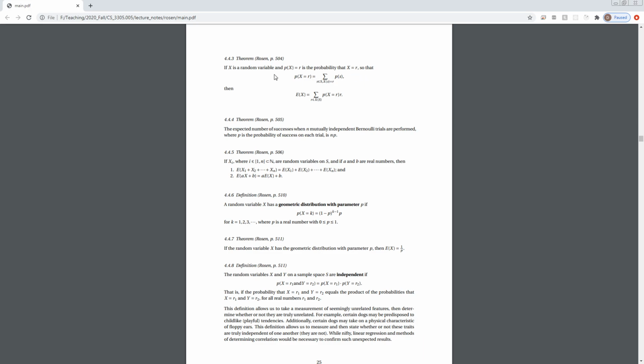So the next is, what is the probability that X is equal to some specific value r for some sample set S? And so in this case, it's the sum of the probabilities of everything that yields X equal to r.